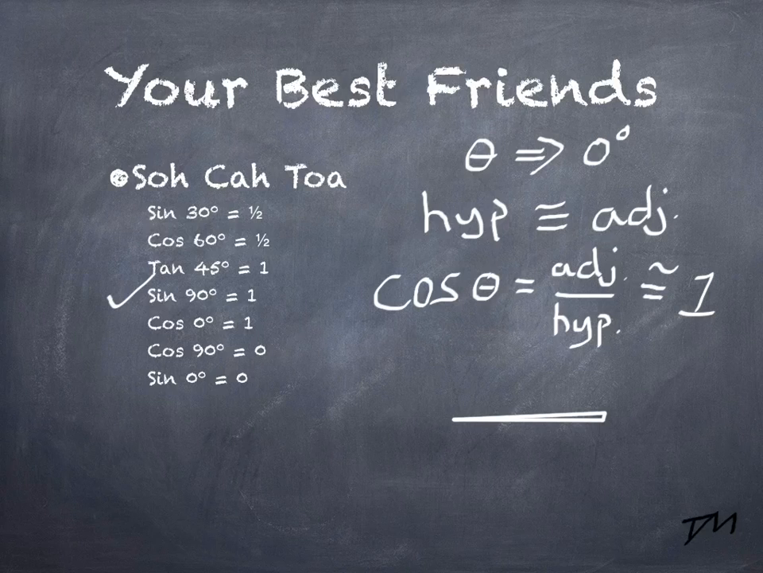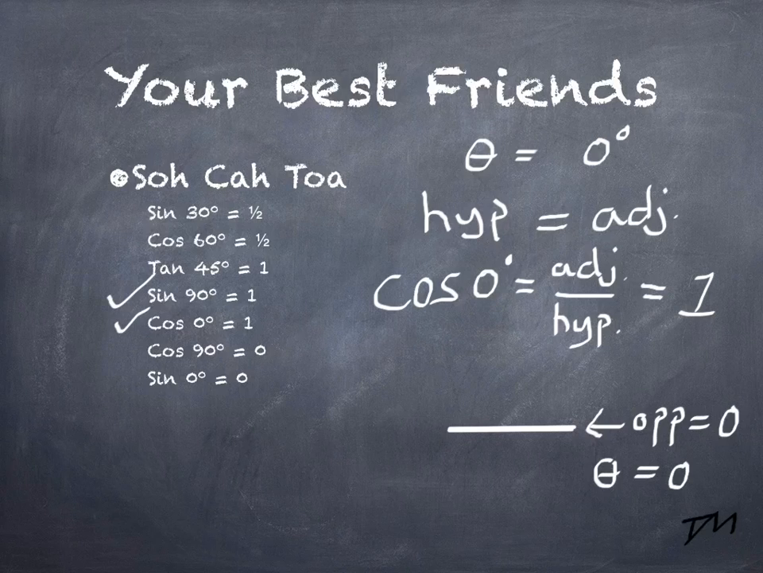As we can see, the hypotenuse and the adjacent sides are about the same, and when the angle is 0, the lengths are the same, and so cosine of 0 degrees equals 1. And the opposite does not exist. There is no length at 0. So if the opposite is equal to 0, then sine of 0 must be 0.